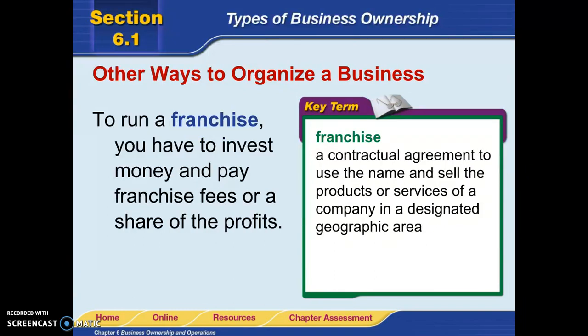A franchise is a contractual agreement to use the same name and sell the products or services of a company in a designated geographical area. Now, franchises could be a McDonald's franchise, used in the fast food industry, or a Subway franchise. Those are all considered franchises, in which case you might have a local owner, but that local owner is going to operate under the umbrella of the McDonald's corporation, meaning that all of the sales, marketing tactics, and ways of doing business are going to fall underneath that particular franchisor's processes, which will have to be followed by the franchisee.